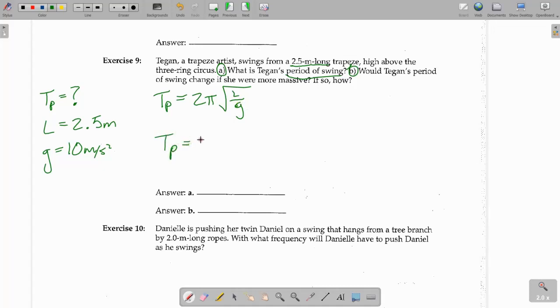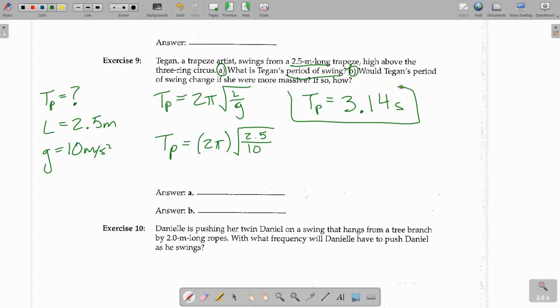So period of a pendulum is equal to 2 pi in parentheses times the square root of 2.5 meters over 10 meters per second squared. Again, I would encourage you to do 2.5 divided by 10, get 0.25, then square root that number, and then multiply it by 2 pi, and it should come out to be 3.14 seconds. Again, if you're having issues with your calculator, please let me know. So that's the answer to A.